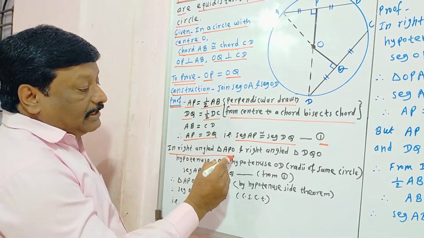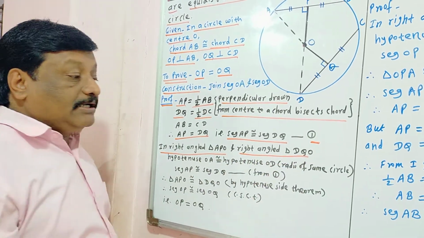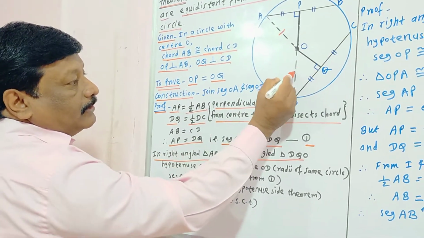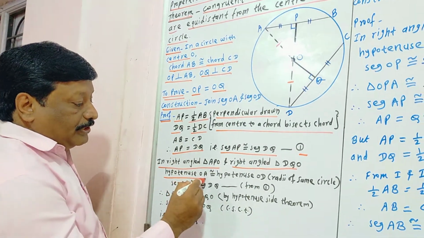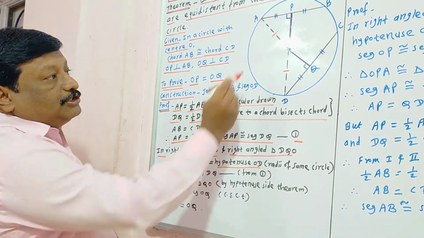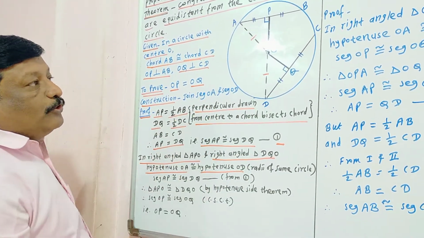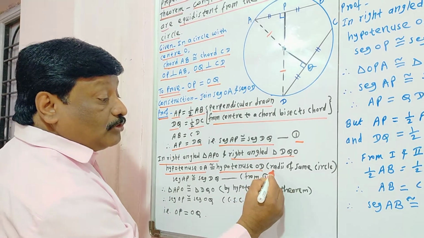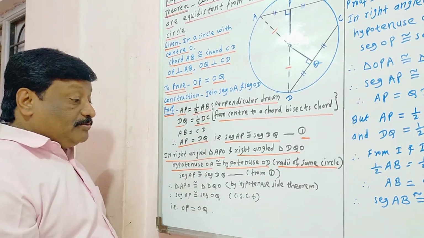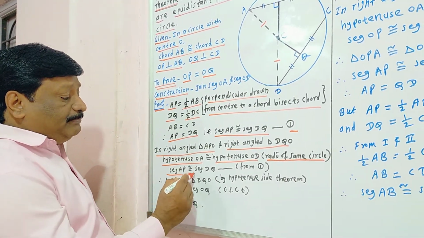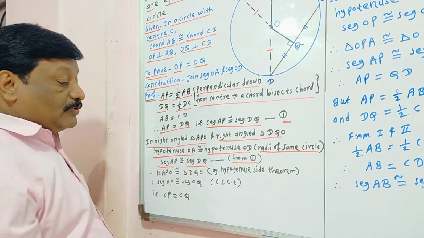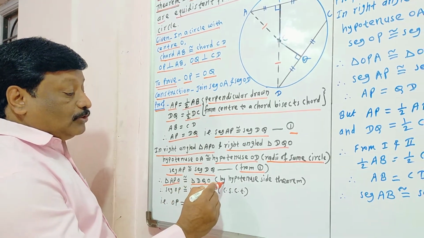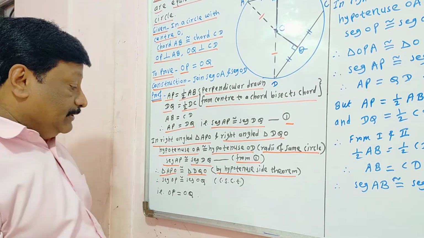That's why in right angle triangle APO and in right angle triangle DQO, seg OA and seg OD are congruent. These two are the hypotenuses of each triangle. OA is the hypotenuse of the first triangle, OD is the hypotenuse of the other triangle. Why are these two congruent? Because they are radii of the same circle. Then seg AP is congruent to seg DQ from 1. And therefore triangle APO is congruent to triangle DQO by the hypotenuse side theorem.